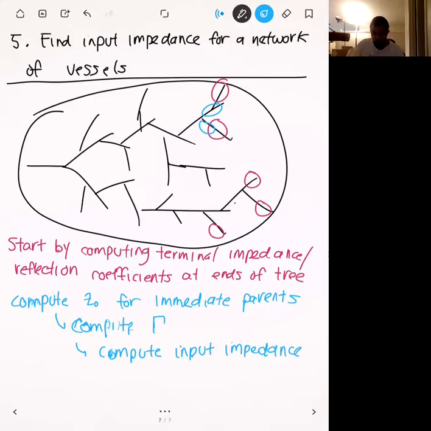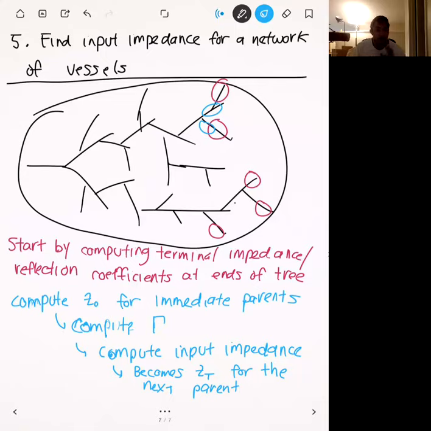Once you compute that input impedance, it now becomes the terminal impedance of this vessel's parents. And then you just rinse and repeat the entire process. If you have cases where you have daughters in parallel, then you can combine things in parallel. But the whole idea is to continue like that.